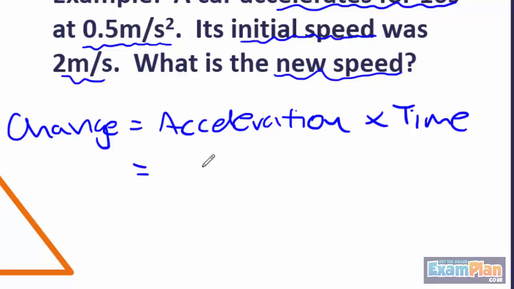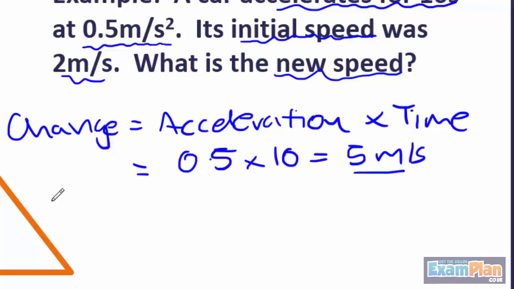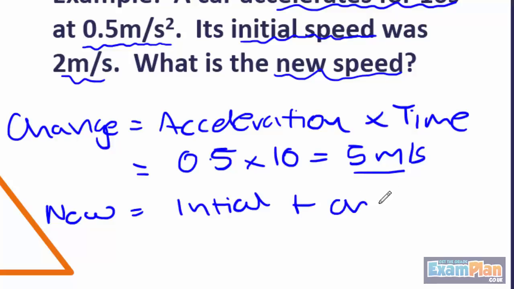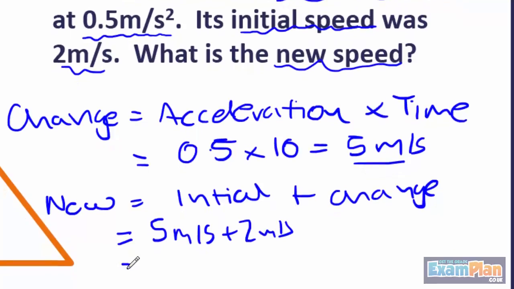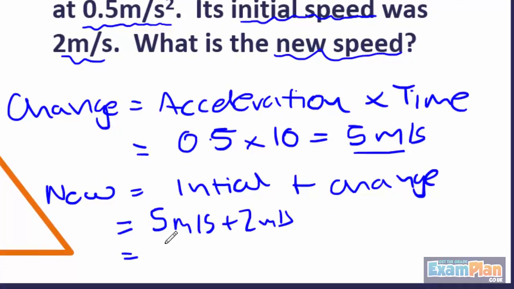Putting in the numbers, this gives us 0.5 meters per second squared times 10 seconds. So the change in velocity is 5 meters per second. Overall, the new speed must be the initial speed plus the change. So in total, our new speed is the 2 meters per second plus the change of 5 meters per second, giving a final answer of 7 meters per second.